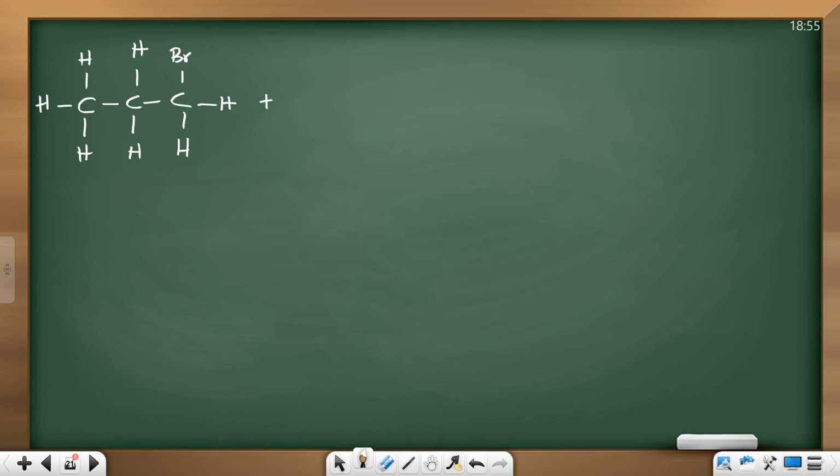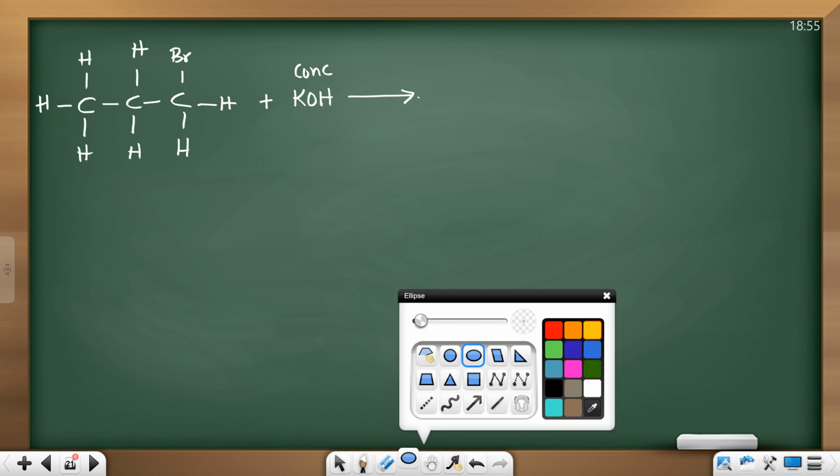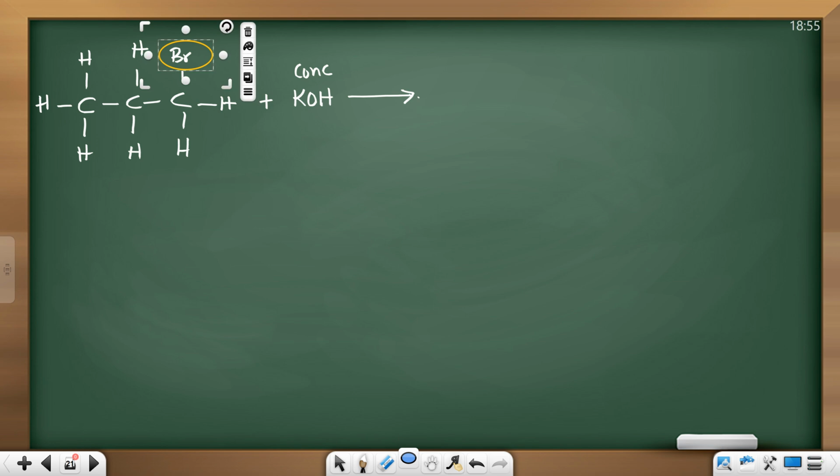We are reacting it with what? Concentrated KOH. What are we expecting to eliminate? Which one do you think will be eliminated? Definitely this guy is going. Is that fine? Now, when you remove that, you cannot remove that alone. Listen, you cannot remove that alone. You have to go to the next carbon and remove the hydrogen.